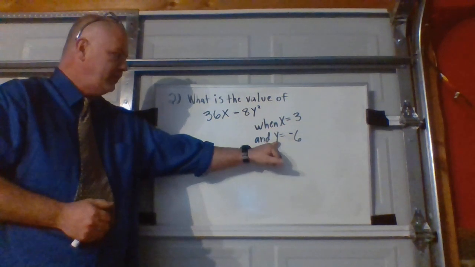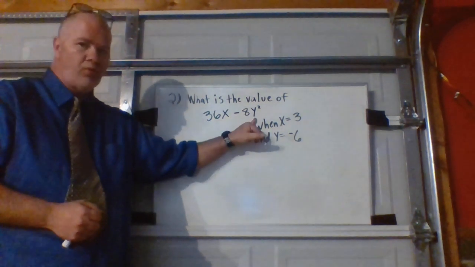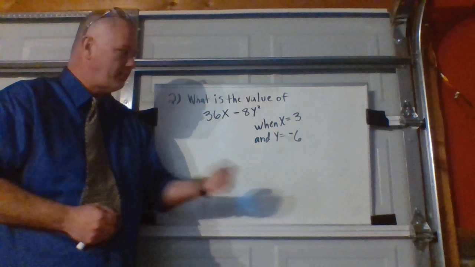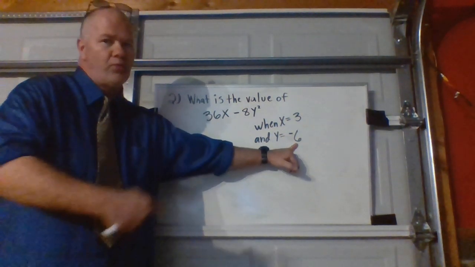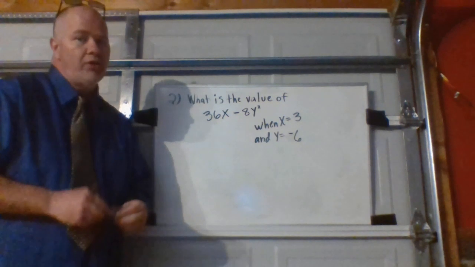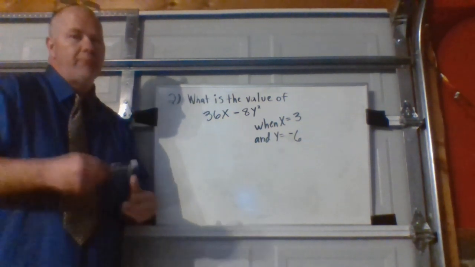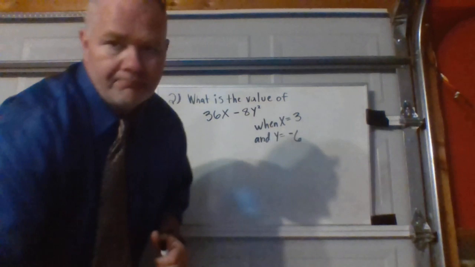We're going to do the same thing with y. When we see the letter y, we're going to take that out and replace it with the integer negative 6, and we're going to work it out. We need to be sure to follow our order of operations, or our PEMDAS rules, when we do this.